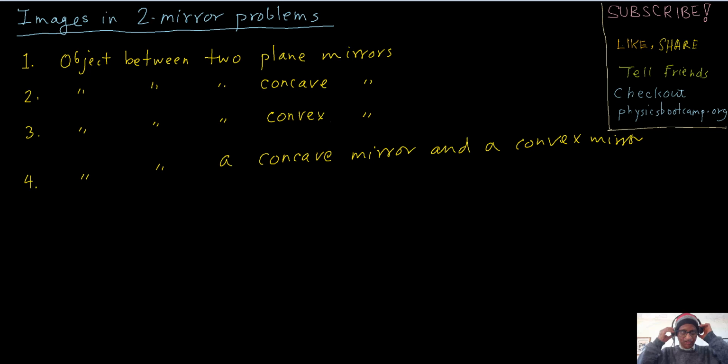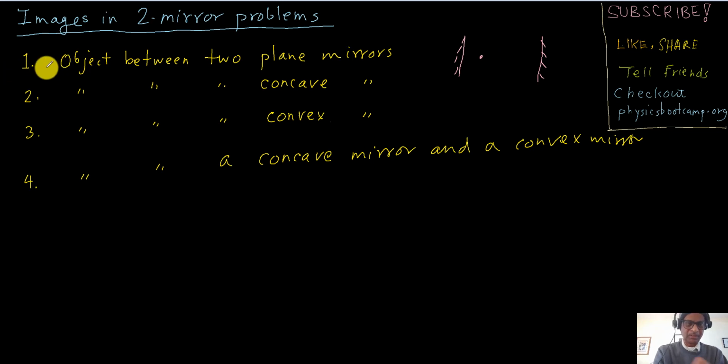So today we are going to do a couple of problems in the overall problem set of the type which have 2 mirrors. So, for instance, you can have an object between, say, you have a mirror, another mirror, and an object over here.